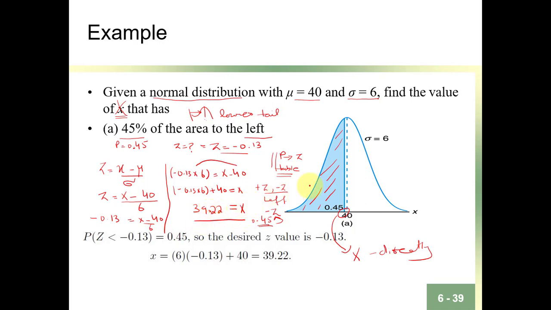We can interpret it that the value of the random variable, 39.22, is a value for a distribution having mean equal to 40 and standard deviation equal to 6, such that this random variable will have 45% of the area towards the left hand side in the normal distribution graph.